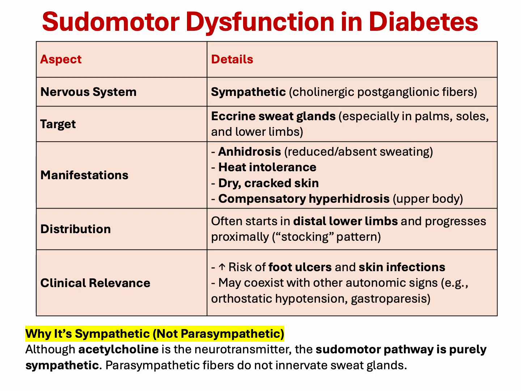First is the pseudomotor dysfunction. Pseudomotor dysfunction in diabetes reflects damage to sympathetic cholinergic fibers that control sweat glands, especially in the lower limbs. It leads to reduced sweating, anhidrosis, heat intolerance, dry skin, and compensatory upper body sweating. This pattern increases the risk of foot ulcers and infection. Though acetylcholine is involved, the pathway is purely sympathetic and not parasympathetic.